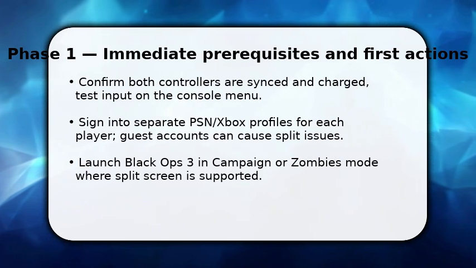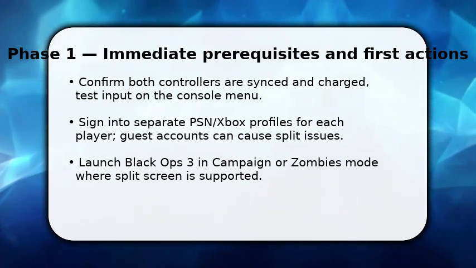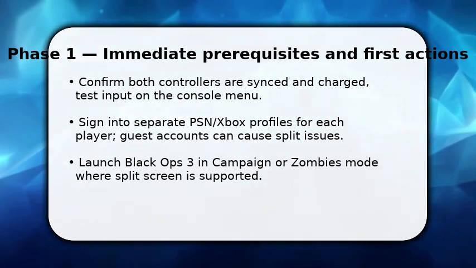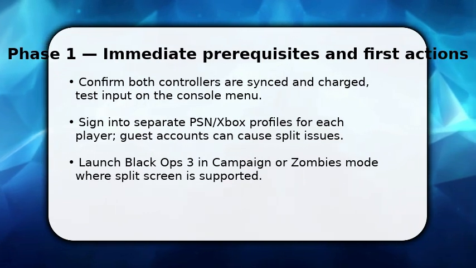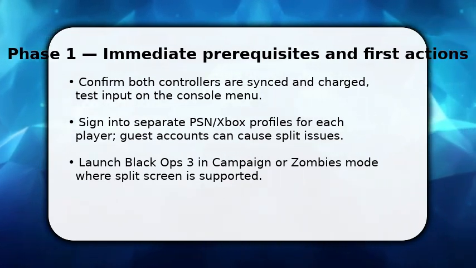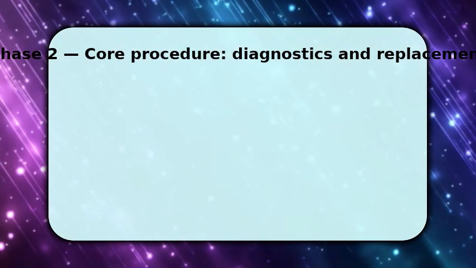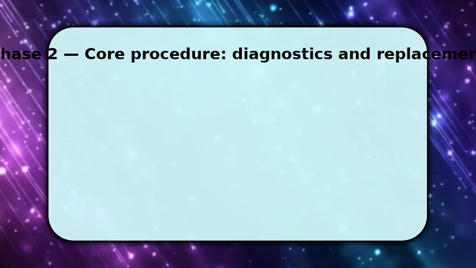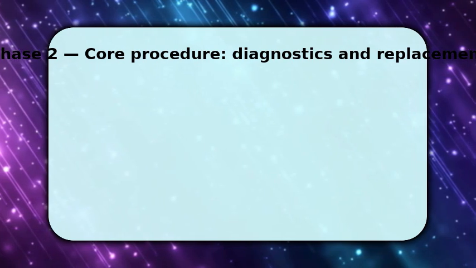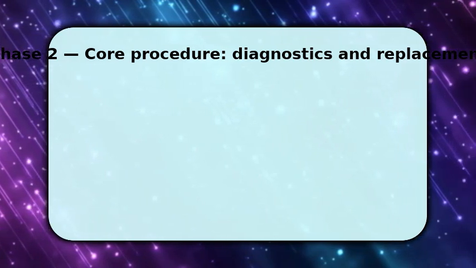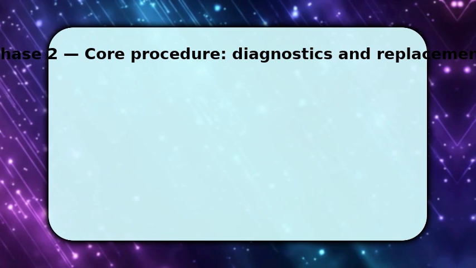account for both players. Next, start Black Ops 3 and choose a mode that supports local co-op, like campaign or zombies, so the game can initialize split screen correctly. Once both profiles are signed in, navigate to Options and then Display. Change the split screen orientation to horizontal or vertical depending on your TV.